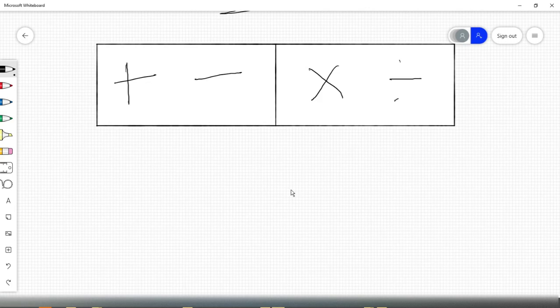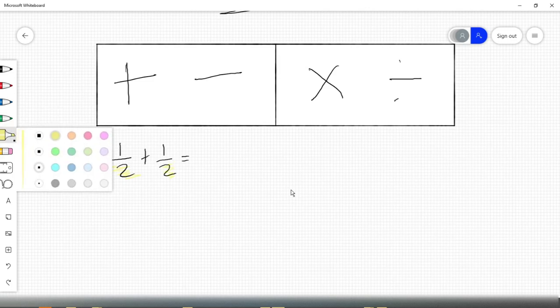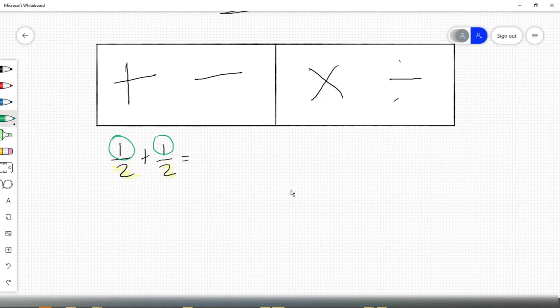So when you are plussing or minusing, there is half plus a half. What you would do is, first of all, make sure the denominators, the numbers down here, are the same. And once you see that they are the same, then you add the numerators. In this case, the denominator stays the same, and we add the numerators, and the answer is 2 divided by 2, which equals 1.